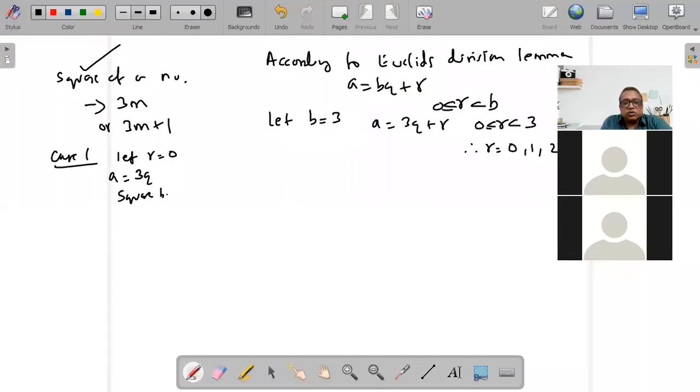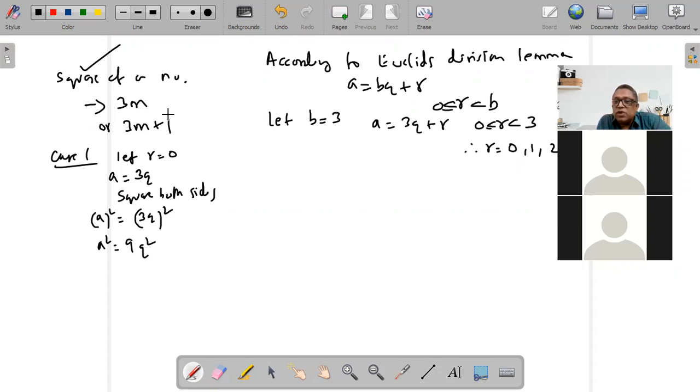Square both sides. Now when we are squaring this, I'm going to get a whole square is equal to 3q whole square. So a square is equal to 9q square. जब इसका square करेंगे 9q square आ गया. Now what is happening? We have to prove that it is a multiple of 3.